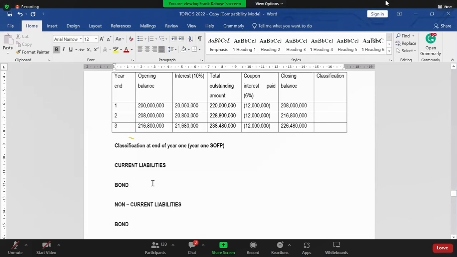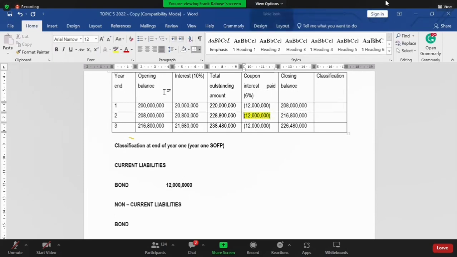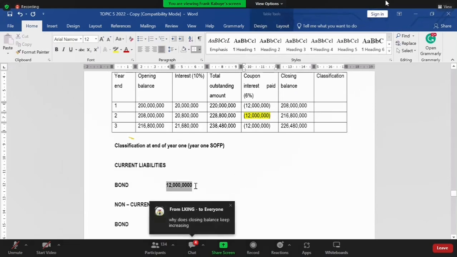Yeah. So in the next year, what will be paid? They will pay 12 million. 12 million will be current, the one that will be paid. So the 12 million you're going to pay next year, this one becomes a current liability. You get it? So proper classification to be current liability.